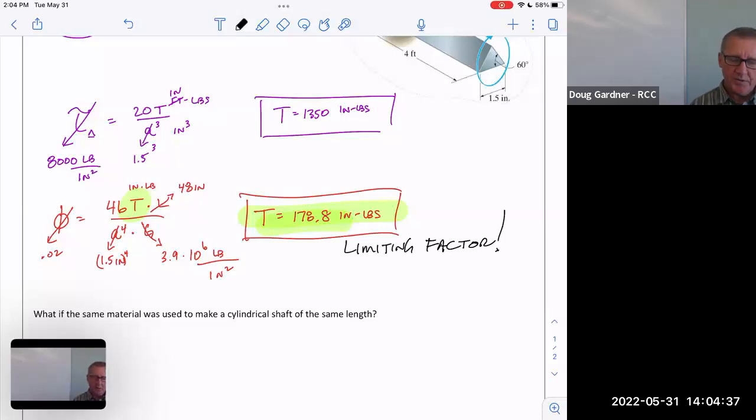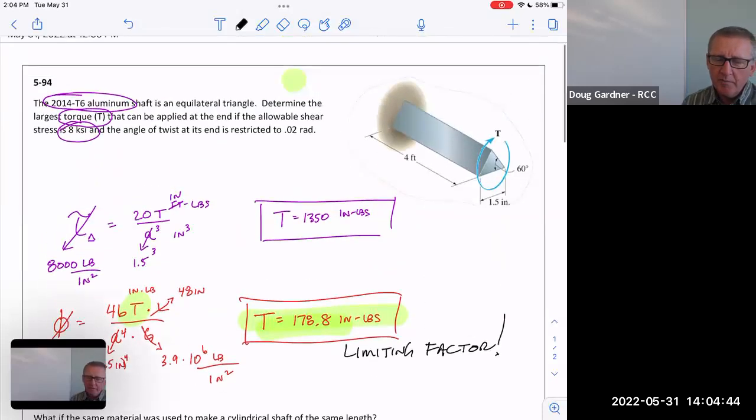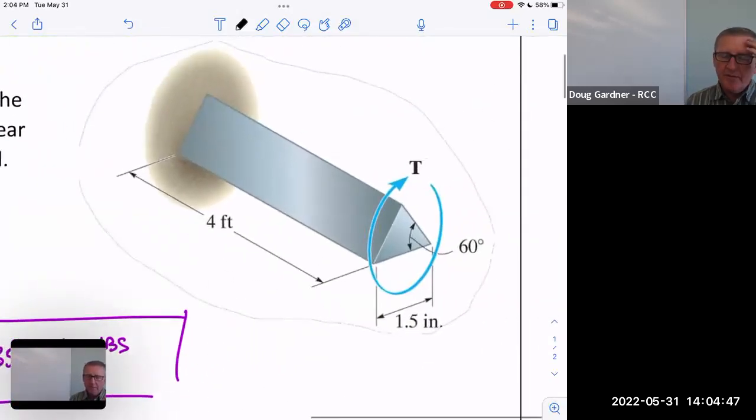Now, I added my own question to the bottom. What if the same material was used, the same amount of metal? So do you agree there's a volume of metal there? It's 4 feet long and 1.5 by 1.5 by 1.5. And you might imagine somebody made that by melting metal and then pouring it into a mold. But what if you poured it into a cylinder? So it's the same exact amount of steel. How's it going to behave then if I use the same exact amount of steel? Well, yes, but I think the same way.